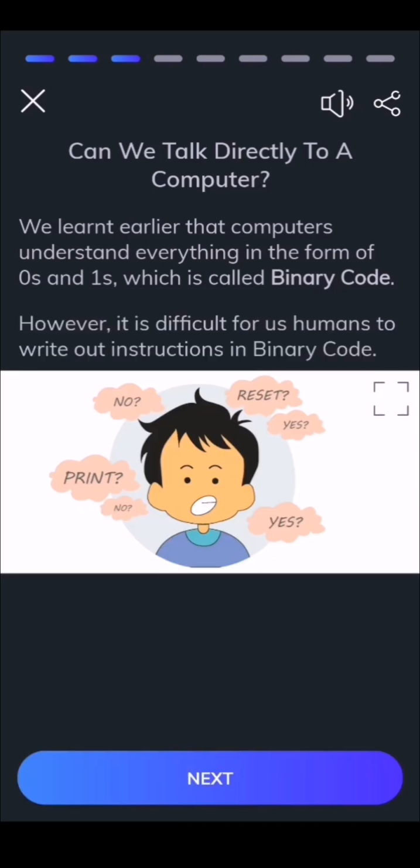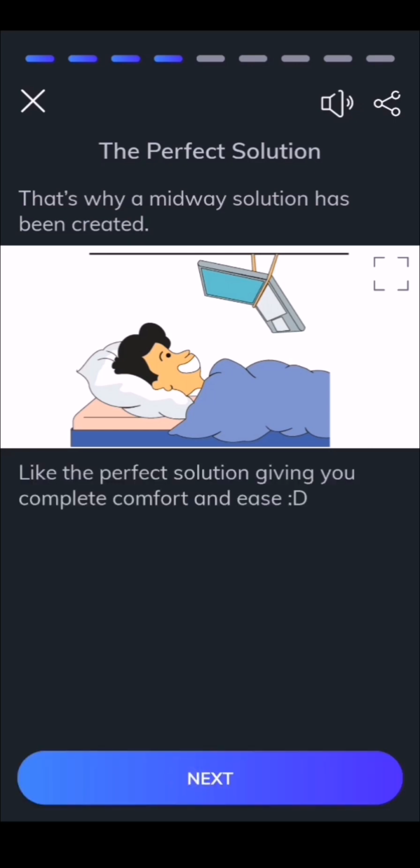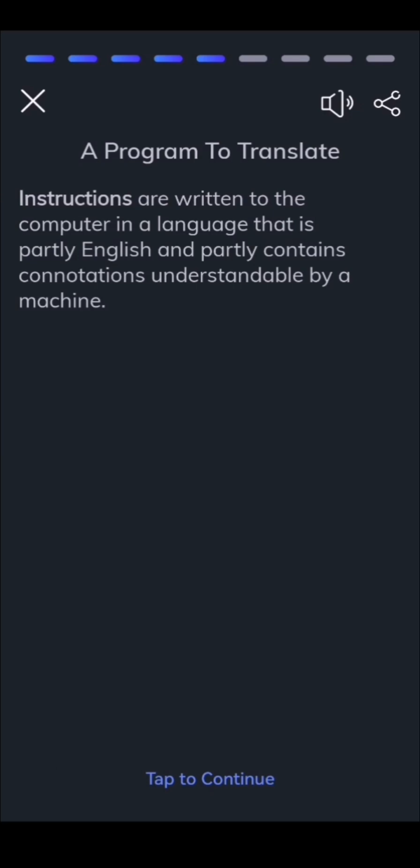We learnt earlier that computers understand everything in the form of zeros and ones, which is called binary code. However, it is difficult for us humans to write out instructions in binary code. That's why a midway solution has been created. Instructions are written to the computer in a language that is partly English and partly contains connotations understandable by a machine. This is called a programming language.